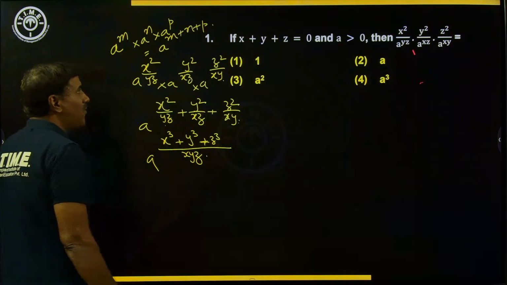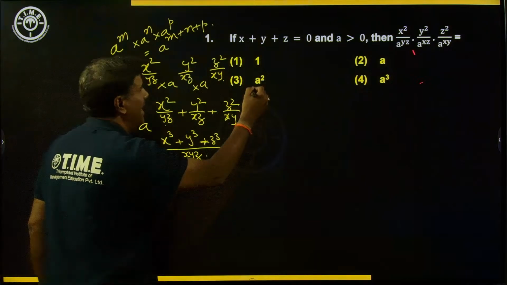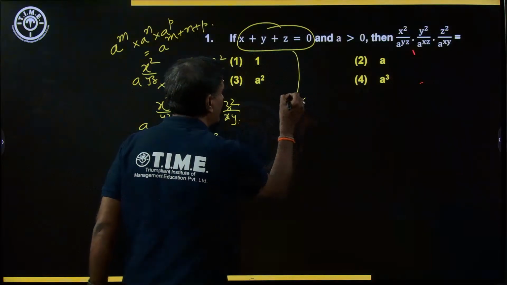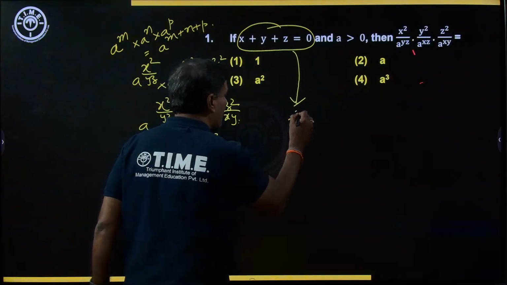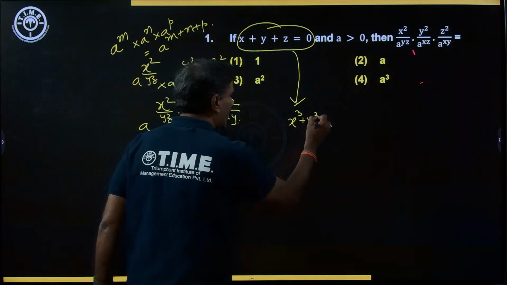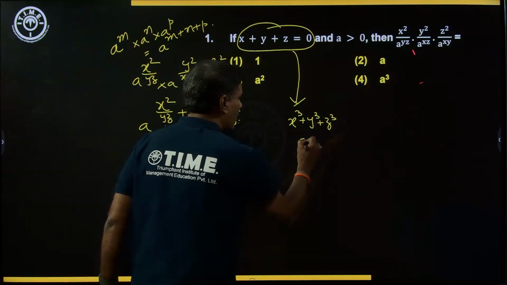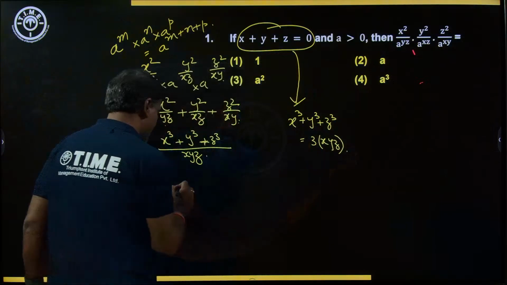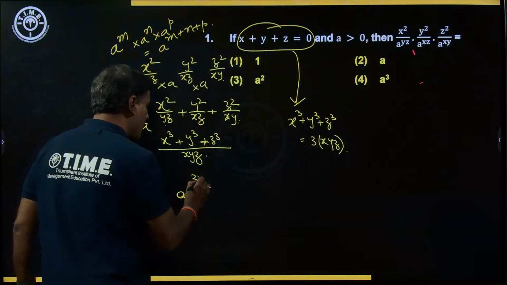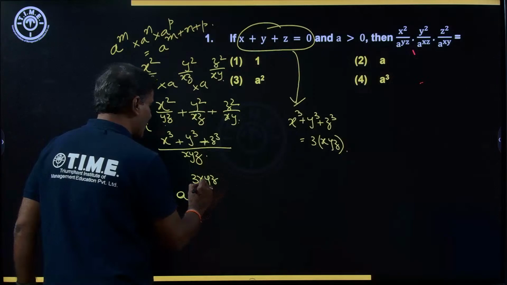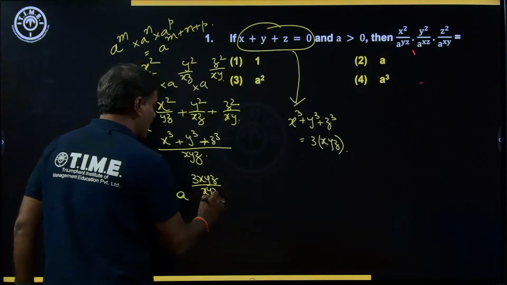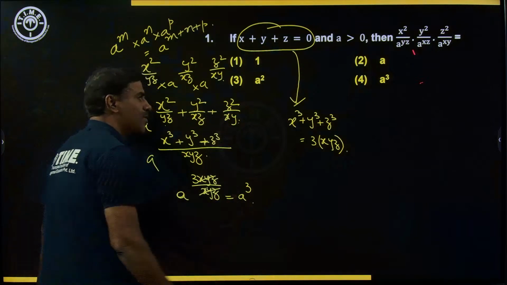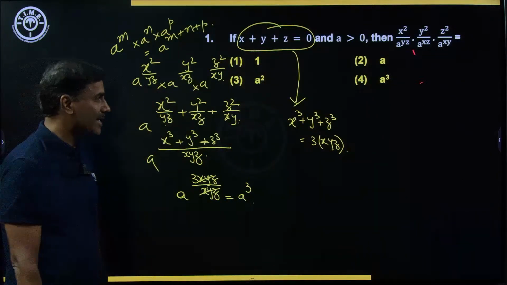And what we know here from the given data is x plus y plus z is given as 0. If the sum of three numbers is 0, like x plus y plus z is 0, then we know from our school days that x cube plus y cube plus z cube will become equal to 3 times xyz. So this is a to the power of 3xyz divided by xyz. xyz cancel, and we will be left with a to the power of 3. So the answer for this question should be choice 4.